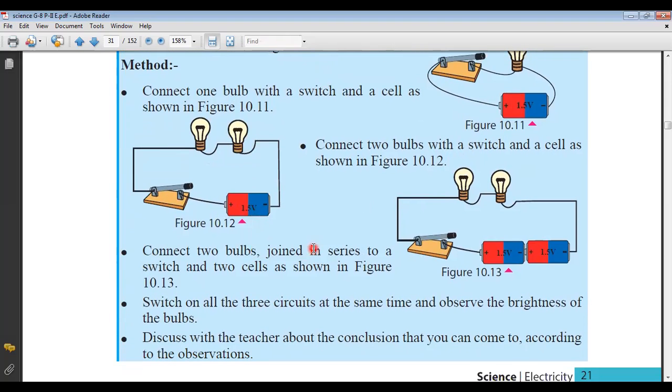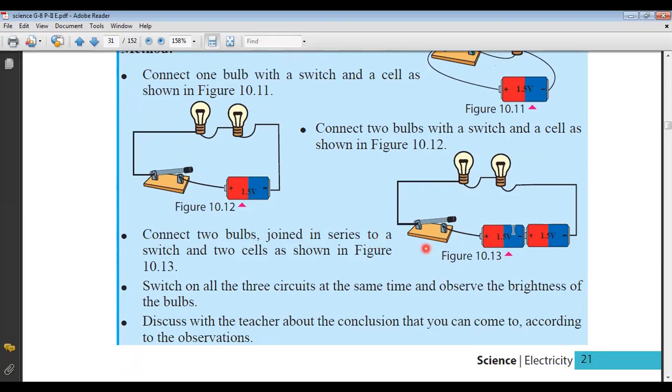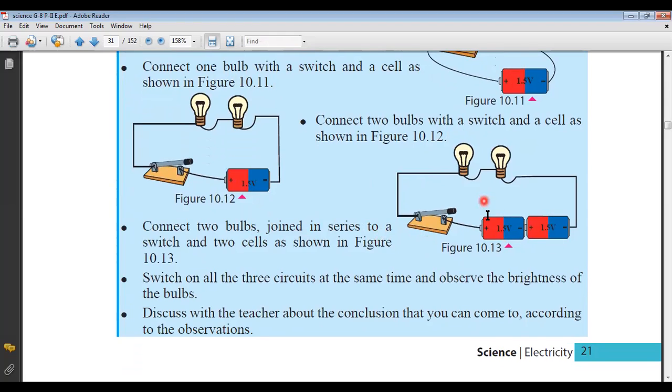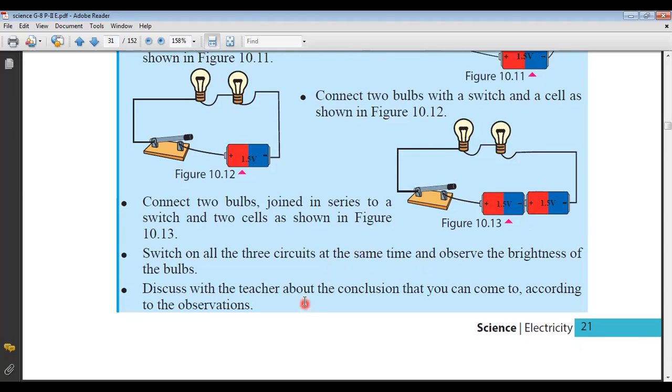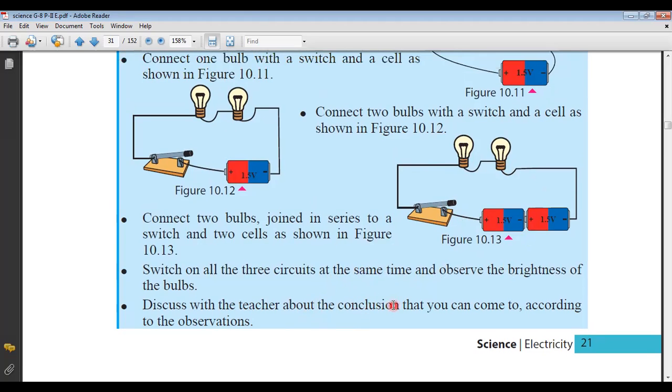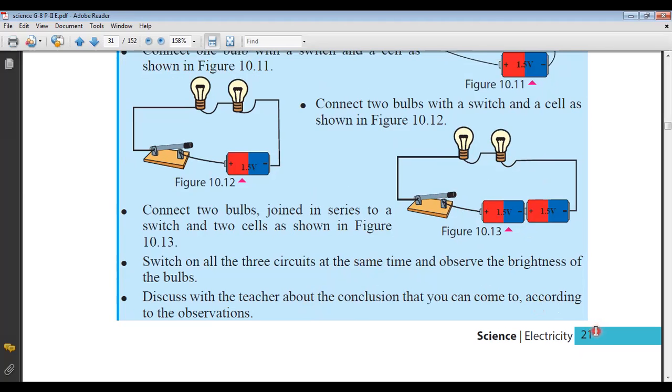Connect two bulbs joined in series to a switch and two cells as shown in figure 10.13. Switch on all three circuits at the same time and observe the brightness of the bulbs. Discuss with the teacher the conclusion that you can come to according to the observation.